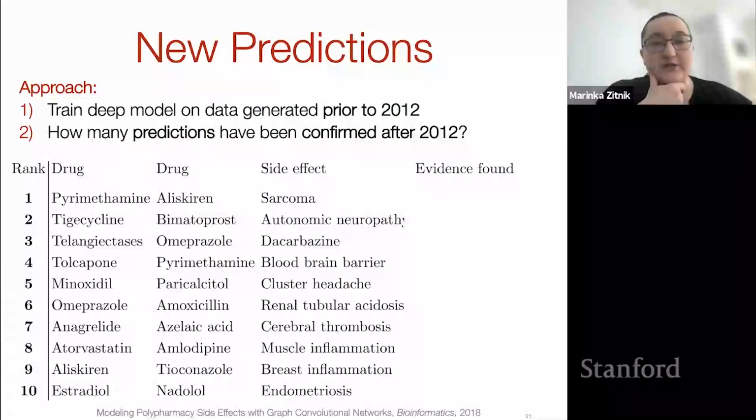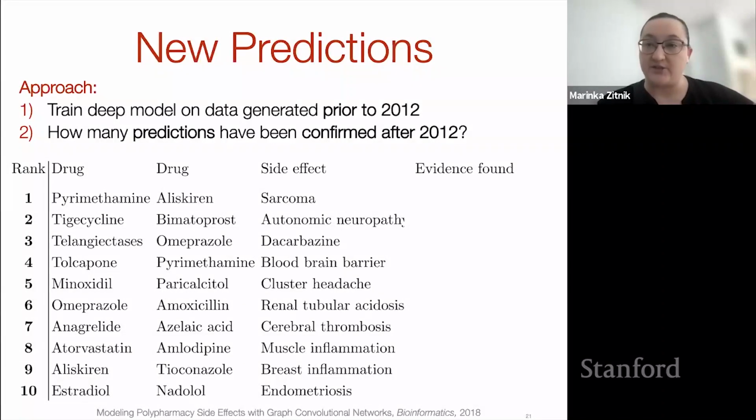Another test that was done was to apply Decagon in a temporal fashion, meaning Decagon was trained on all the data generated prior to 2012. Then the model was frozen and asked to make the predictions that it is most confident about. We then tested how many of those predictions have been confirmed after 2012. What is shown in this slide are the top 10 predictions made by the model. Recall that each prediction comes in the form of a pair of drugs and a side effect associated with that pair of drugs.